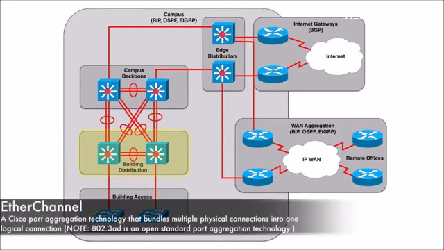Notice we have a couple of connections between our building distribution layer switches, and there's an oval around those connections. That oval is representing an EtherChannel, where we're logically bonding together multiple physical connections into one logical connection. That's going to give us more throughput. It's going to give us some load balancing over those different physical connections.